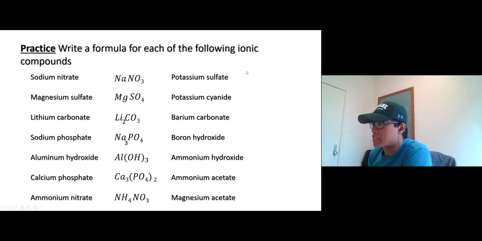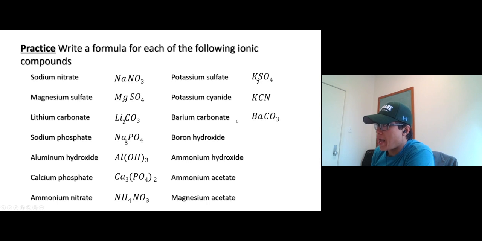Potassium sulfate. Right? Potassium is K. Sulfate SO4 2 minus. The charge of potassium group 1 plus 1. Cross it over, K2SO4. Okay. All right, next one, potassium cyanide. Potassium is K, cyanide CN minus, potassium group 1 plus 1, and cyanide minus 1. It's balanced out, just leave it as it is.